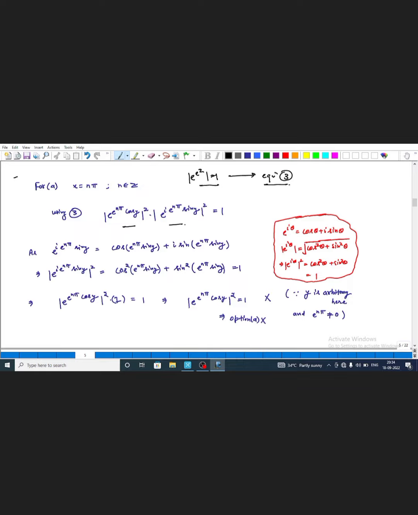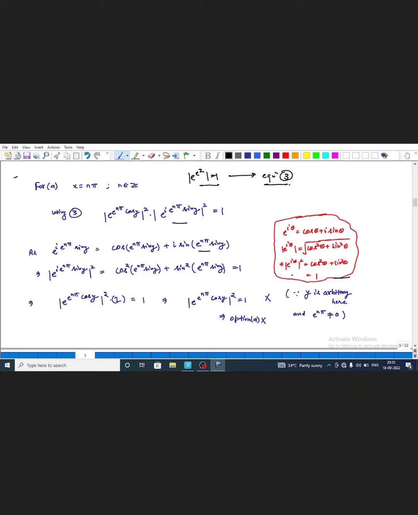Now as we know, e power iota theta is equal to cos theta plus iota sin theta, and this implies that mod of e power iota theta is equal to the square root of cos square theta plus sin square theta, which further implies 1. So using this result, we have e power n pi into sin y equal to cos of this plus iota sin of this.